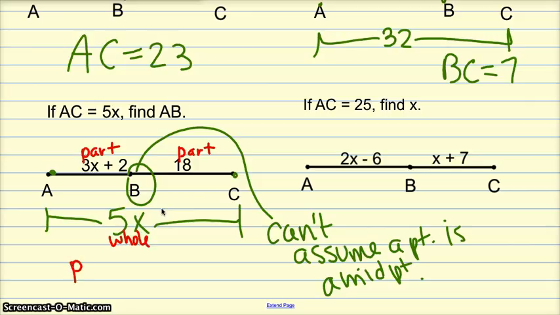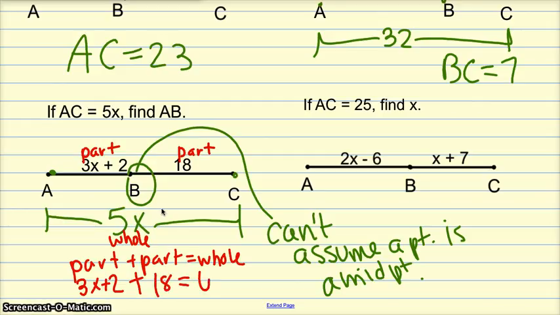So I'm going to take part of it. I'm going to add it to the other part, and it's going to give me the entire length. So that 3x plus 2 part added to that 18 part is going to equal the entire piece, which is 5x.